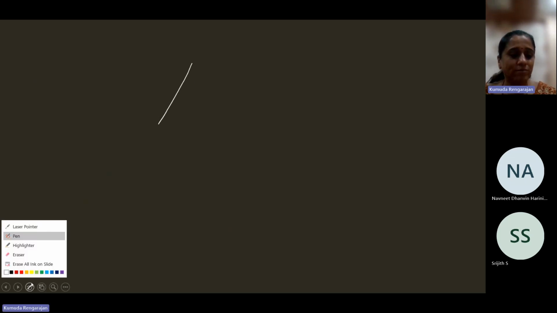Now, a rhombus is a parallelogram. So it has all the properties of a parallelogram, but it will have its own special properties. That's why it's called a rhombus. So what are those properties?